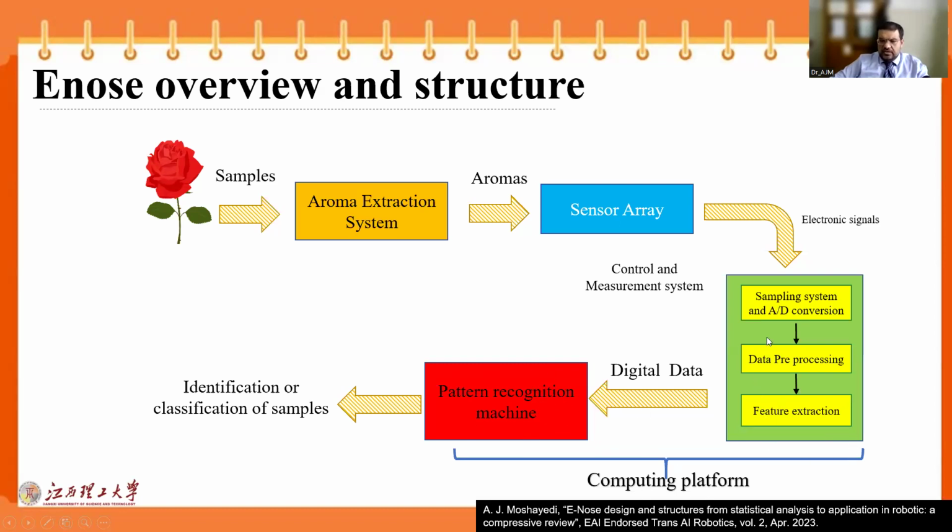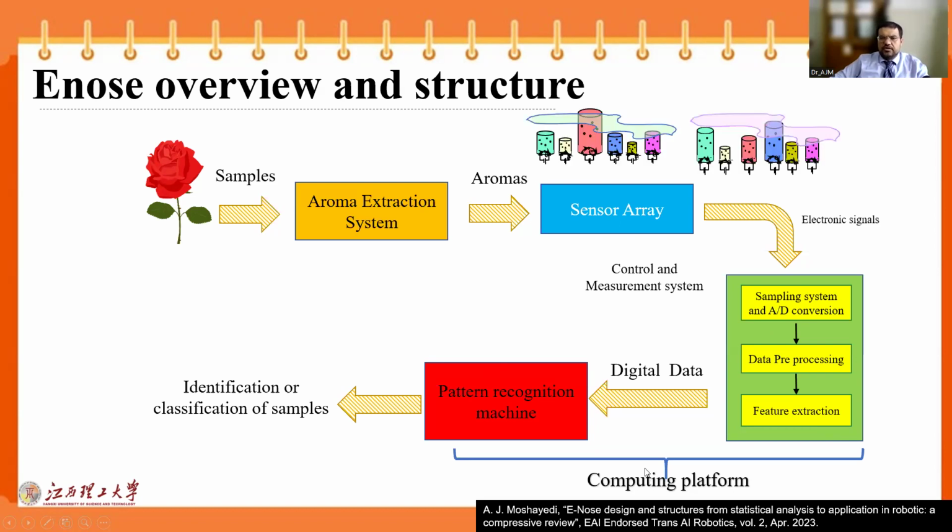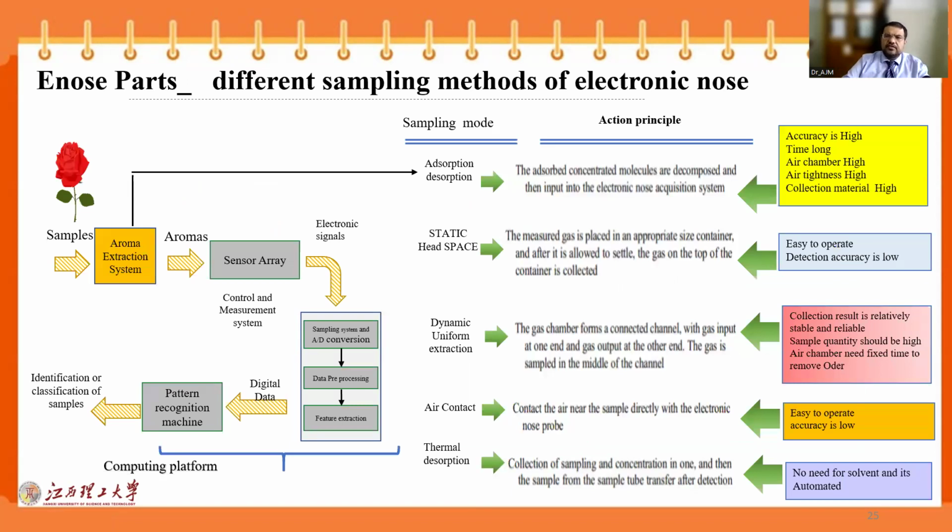This part, from the conversion to digital through to the pattern recognition, we know as the computing platform part. Let us see inside each box more, because later we will see the sampling method can be done in different ways. One of the famous ones people use is the static headspace and air contact one, where they inject the air from one side into the chamber which holds the odor, and from the other side this air pushes the molecules out through to the sensor side.